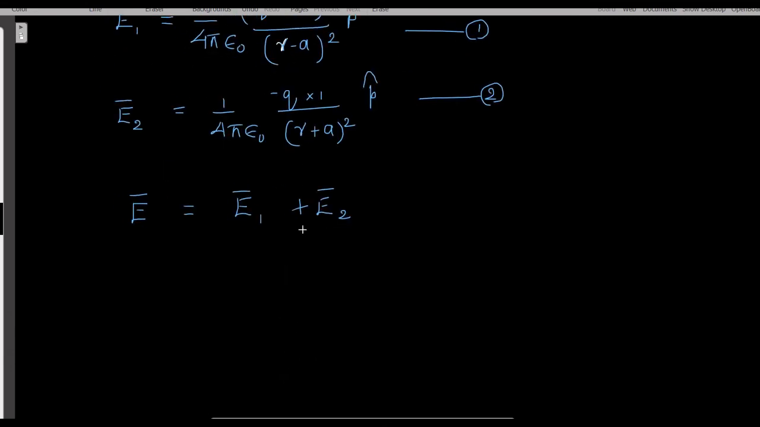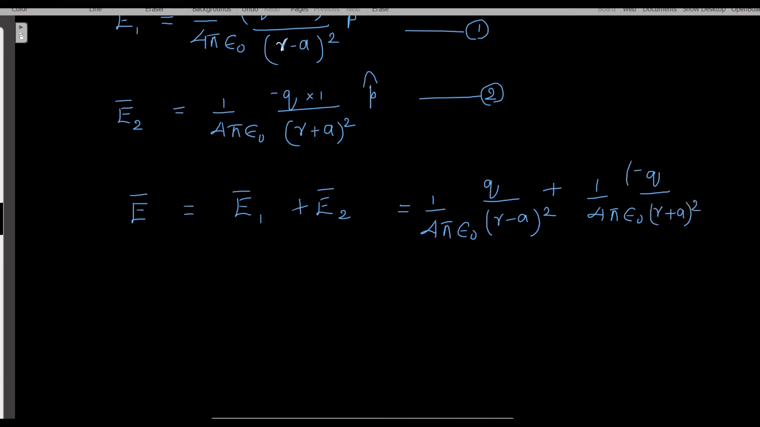Let us substitute here. So this is equal to 1 by 4 pi epsilon naught into plus Q divided by (R minus a) whole square, plus E2, 1 by 4 pi epsilon naught into minus Q divided by (R plus a) whole square. And for all these, the resultant is towards the right, so we indicate it with the symbol P cap. Now let us solve it.